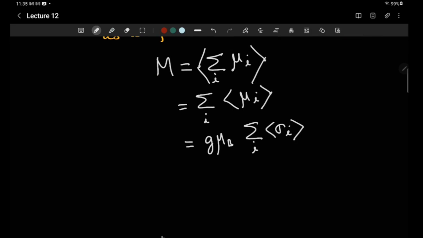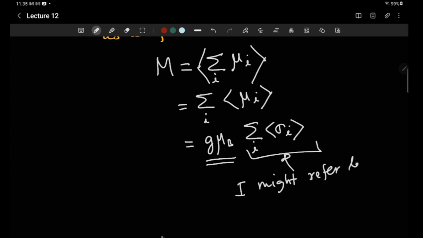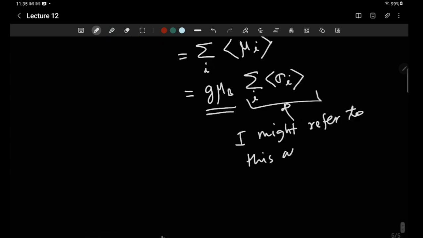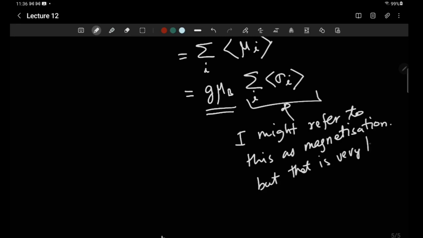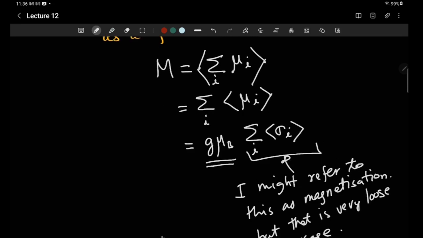Okay, so what we will do is, I'll just call this object M, this small case M. You can see that this is a constant factor. I don't promise, but I might refer to this as magnetization. But that is loose. I'm just protecting my back, but really we have to have this g times mu b. This is what we would like to compute.